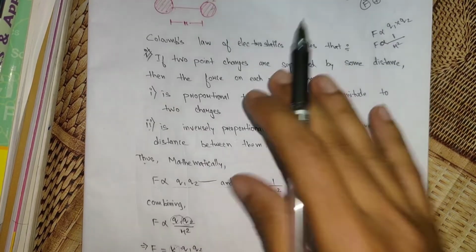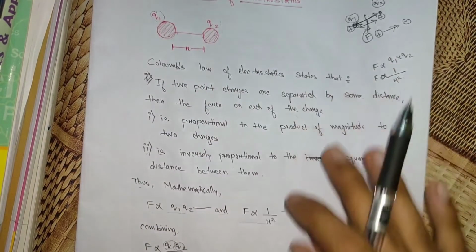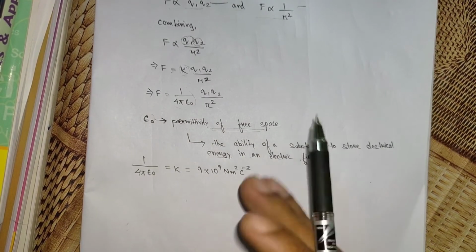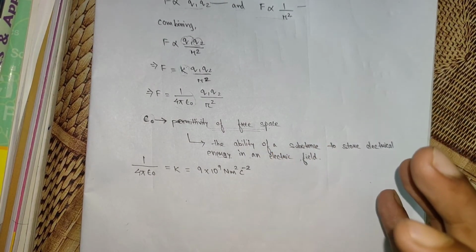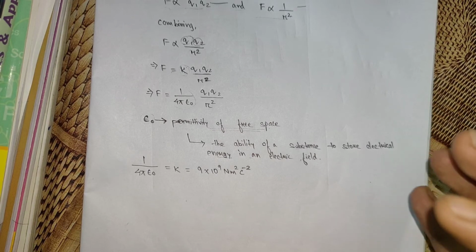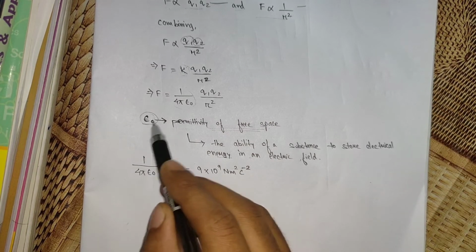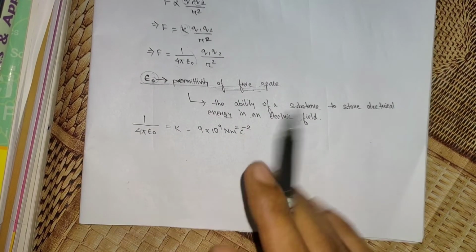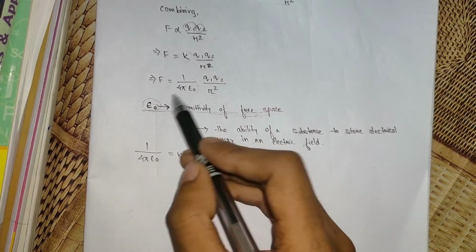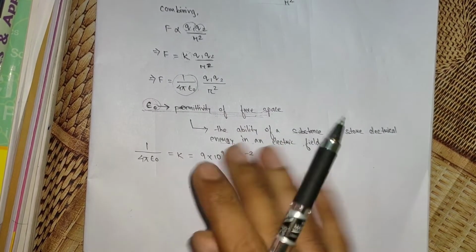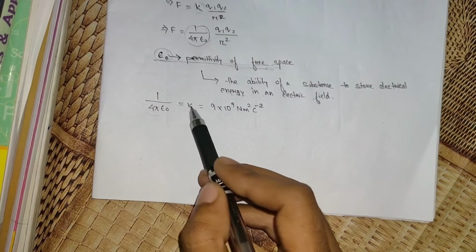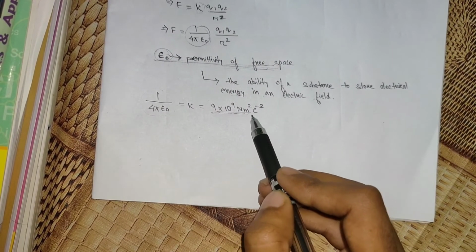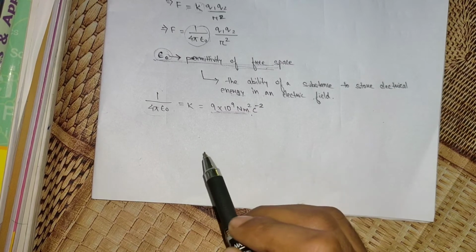Let's say we are conducting this experiment in free space, so we'll have to take the permittivity of free space, right? It means how much the free space can store electrical energy. That's given by epsilon naught, the permittivity of free space, and putting it all together we have the value 1 by 4 pi epsilon naught, which equals k, which equals 9 into 10 to the power 9 Newton meter square Coulomb to the power minus 2.